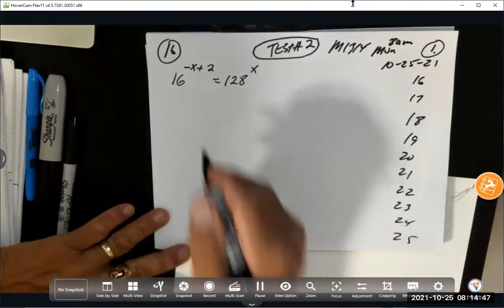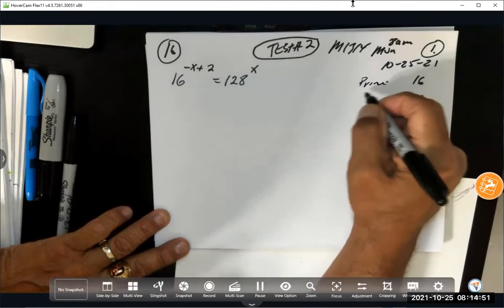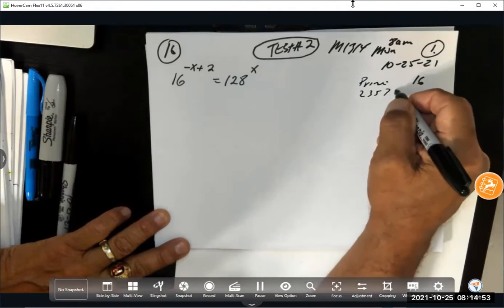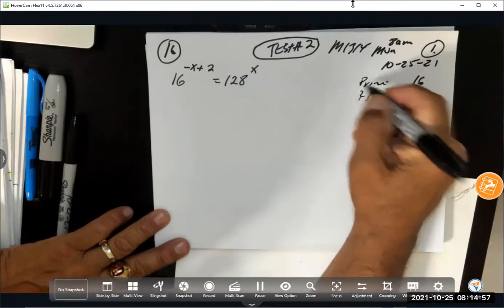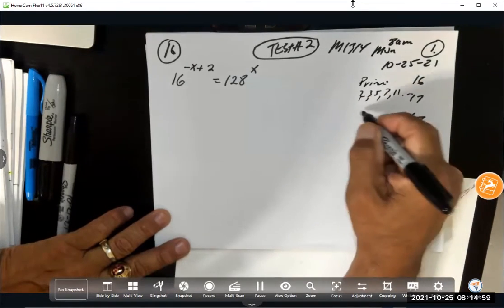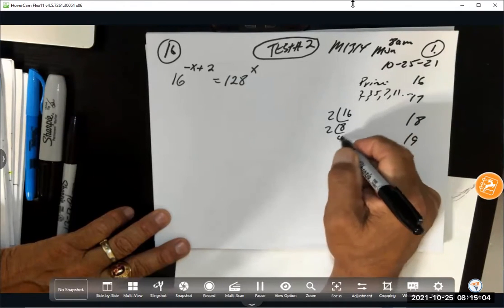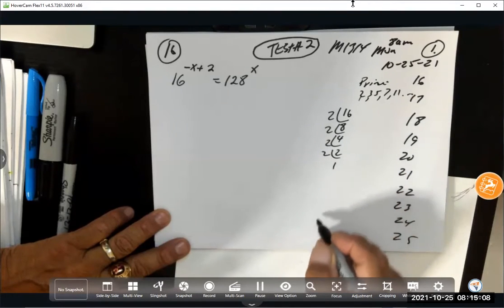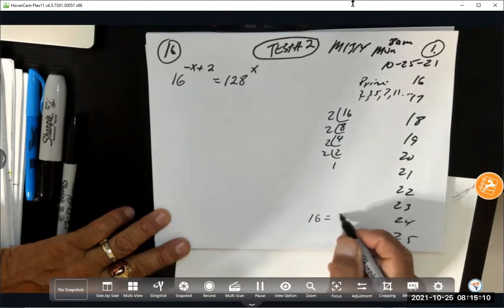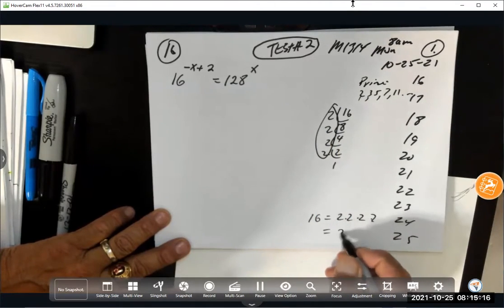Step number one. You need to rewrite these numbers using prime numbers, and prime numbers are 2, 3, 5, 7, 11. Keep going. There's a whole bunch of them, and they never stop. So now you're gonna start with 16. 2 divides 16, 8. 2 divides that 4, 2 divides that 2, and 2 divides that 1. So I know that 16 for sure is 1, 2, 3, 4 twos, or 2 to the power of 4.